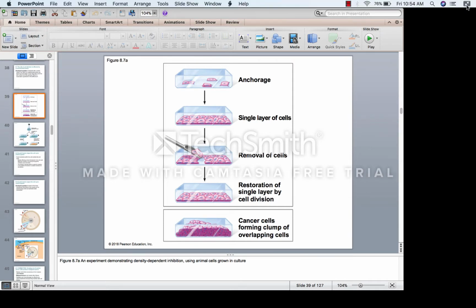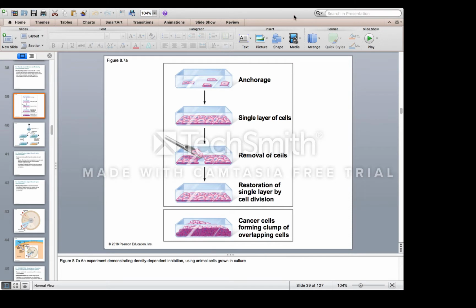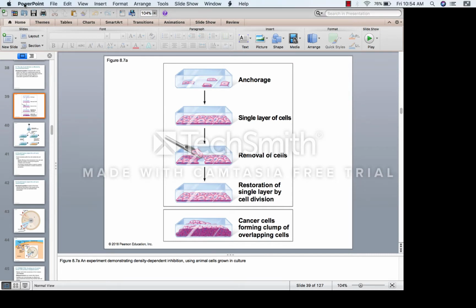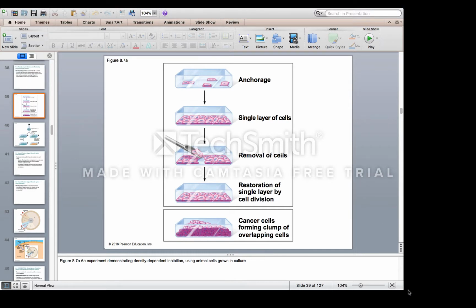I'm going to blow this up to make sure it's good. I feel like the entire thing isn't showing. I hope it's covering the entire screen.